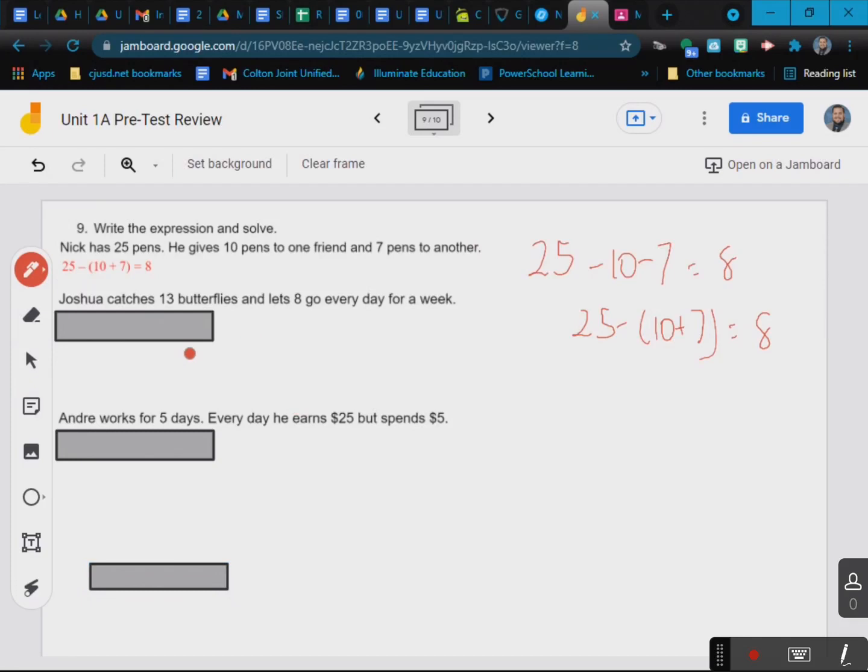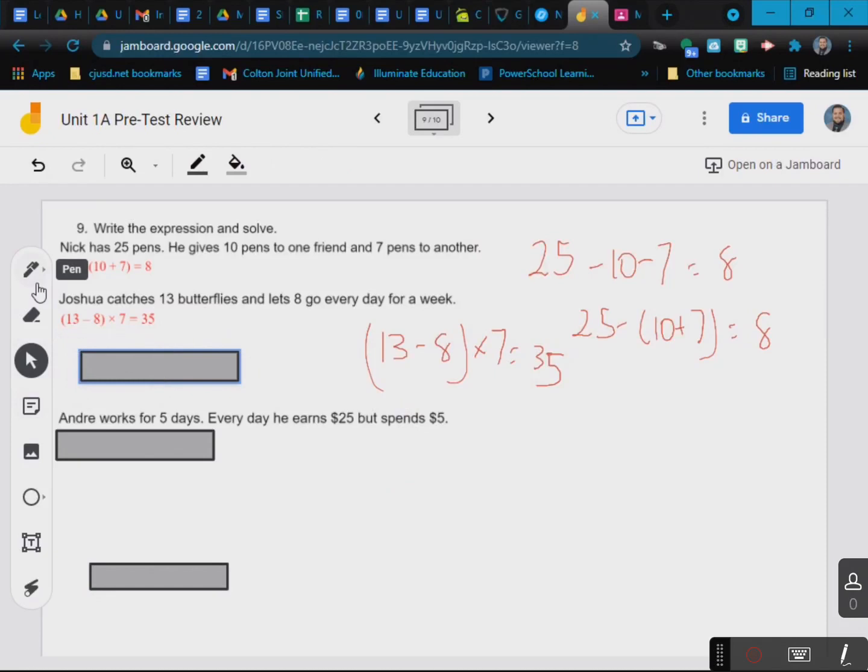The second part of number 9, Joshua catches 13 butterflies and lets 8 go every day for a week. So he has 13, and then he gets rid of 8, and this is every day for a week, so you got to multiply that by 7, which gets you the answer 35, because 13 minus 8 is 5, I believe. Yeah, 5, and 5 times 7 is 35. So that's going to be your equation, okay, and it has to be in that order.